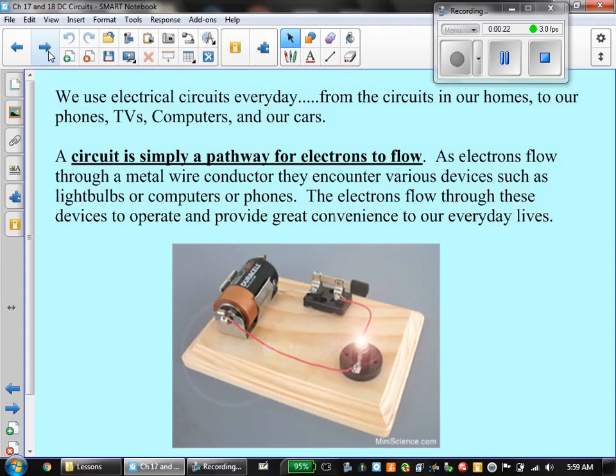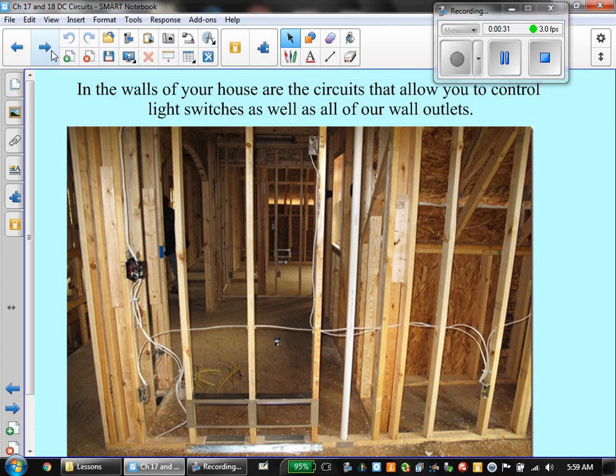DC circuits are created when you have a pathway for electrons called a circuit, so you need some components hooked up and allow the electrons to flow through. This is obviously inside your house. You have circuits running through everywhere.